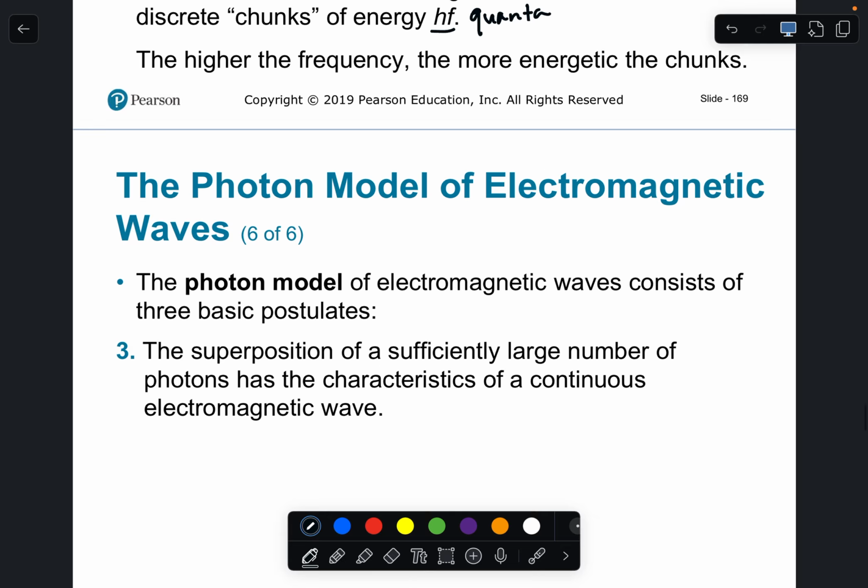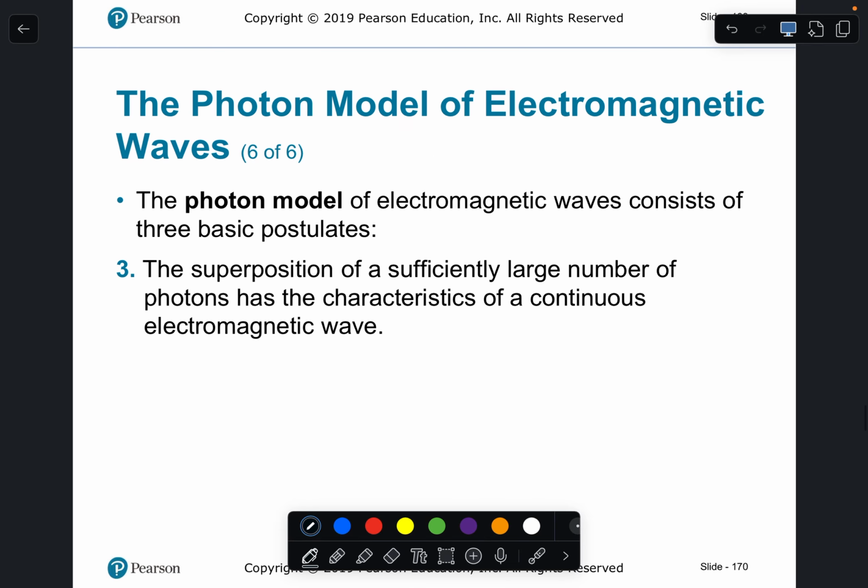So the third postulate is that if we superimpose enough photons, then that's where the wave characteristics actually start showing up. So electromagnetic waves will behave like a particle if there are only a couple. Electromagnetic waves will behave like a wave if we have a whole bunch of photons. So there's a kind of statistical analysis that determines whether you're going to treat it as a particle or as a wave.